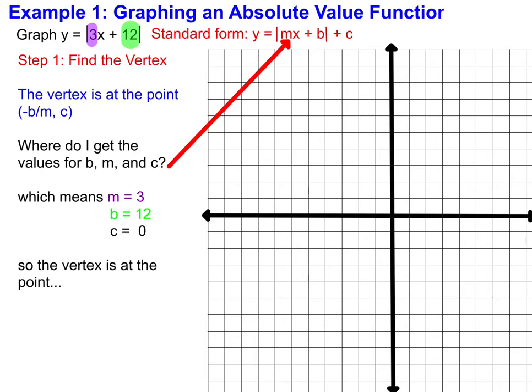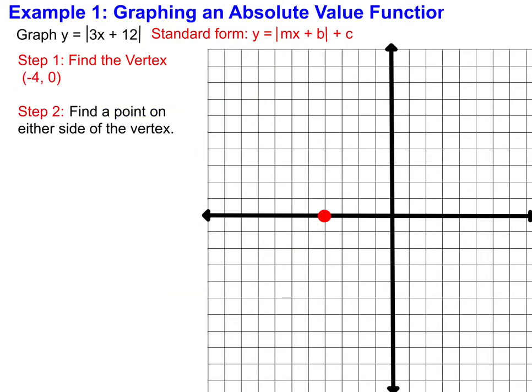So the vertex is at the point negative b over m comma c, which is negative 12 over 3 comma 0, which simplifies to negative 4 comma 0, and this is that point plotted on the graph. Okay, so now that we're done with step 1, we're going to look at step 2.